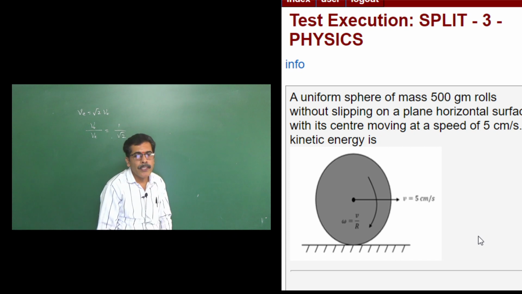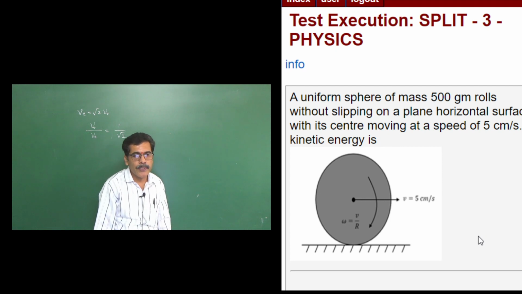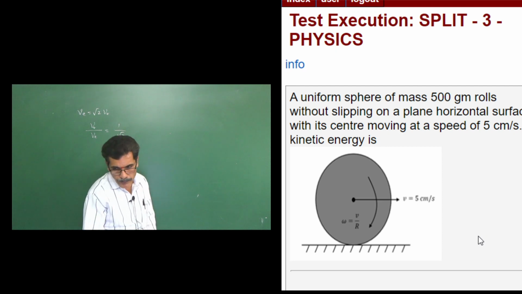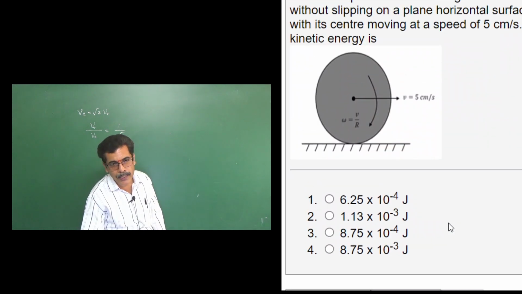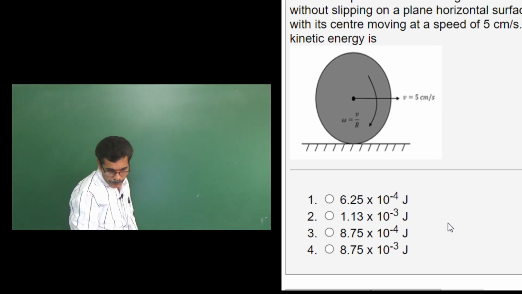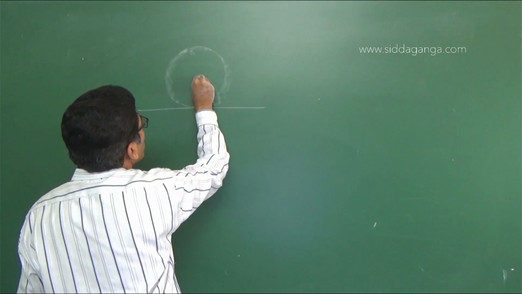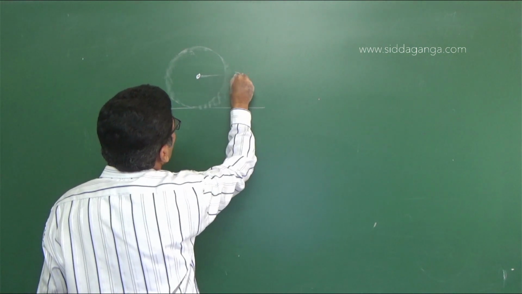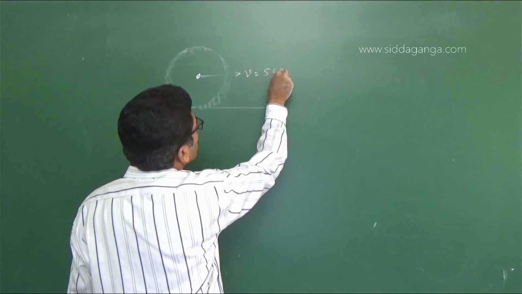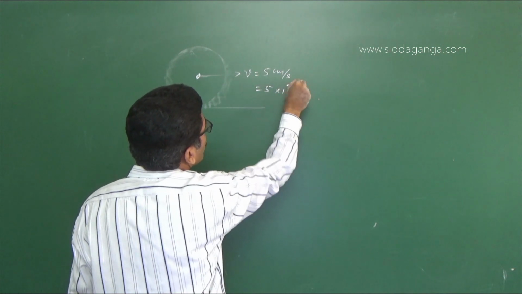A uniform sphere of mass 500 gram rolls without slipping on a plane horizontal surface with its center moving at a speed of 5 centimeters per second. They ask you to find its kinetic energy. This is the case of rolling motion, rolling without slipping. The center of mass is moving with a velocity v equal to 5 centimeter per second, or 5 into 10 raised to minus 2 meter per second.